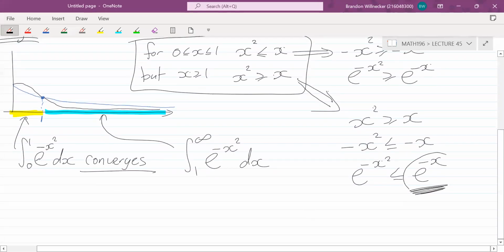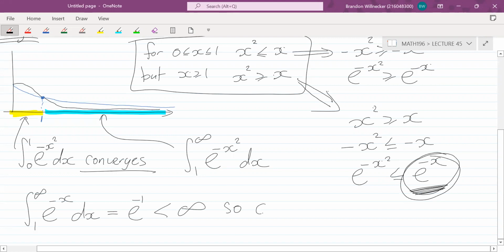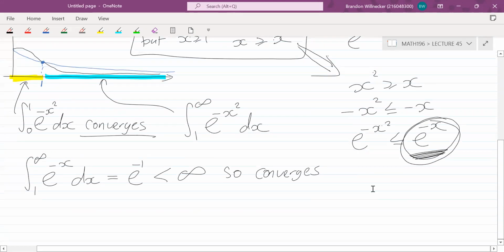Okay, so we can calculate this one instead. So the integral from 1 to infinity of e to the minus x dx, we saw that was e to the minus 1, which was less than infinity, so converges. So since the upper bound converges, the original also converges.